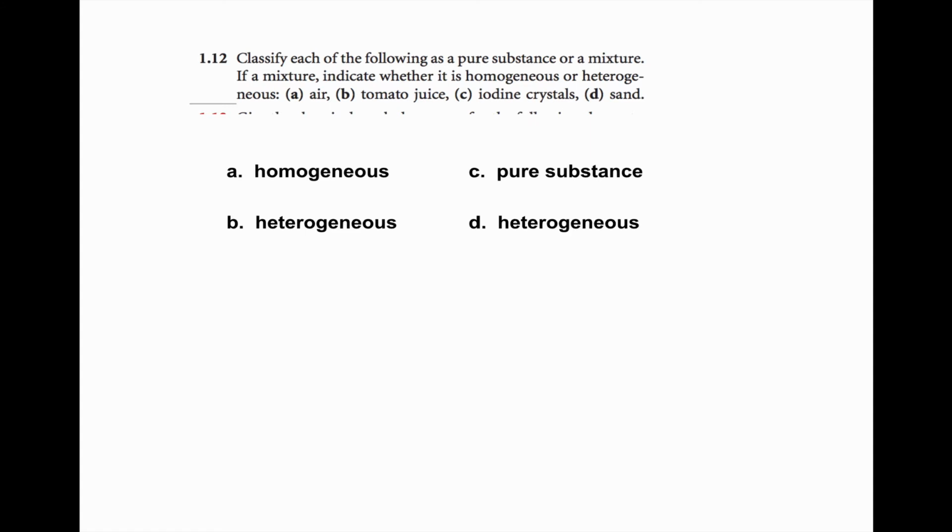Classify each of the following as a pure substance or mixture. If it's a mixture, indicate whether it's homogeneous or heterogeneous. Oh, okay, so we just did this. Air. Air is a mixture of oxygen and nitrogen. It's evenly mixed throughout. Tomato juice, I don't know. I can see little bits of pulp in tomato juice, so I say heterogeneous. Iodine is an element, so it's a substance. Sand, depends what your definition is. If you're looking at the beach sand, it's little bits of different kinds of rocks, so it's a heterogeneous mixture. Beach sand, I should say.